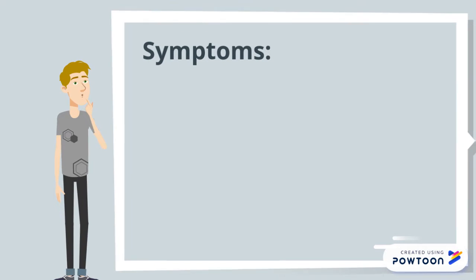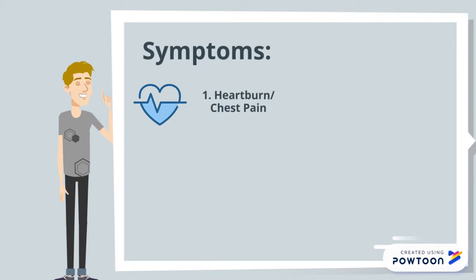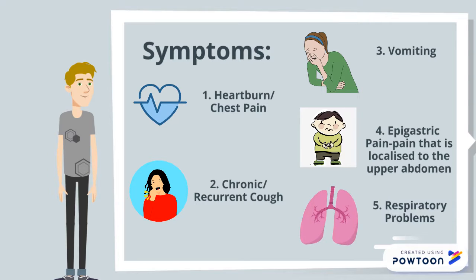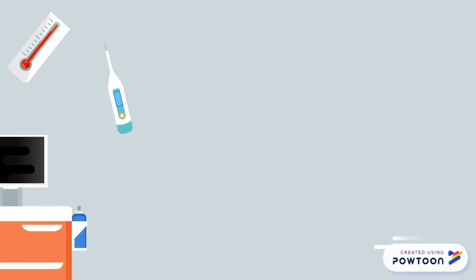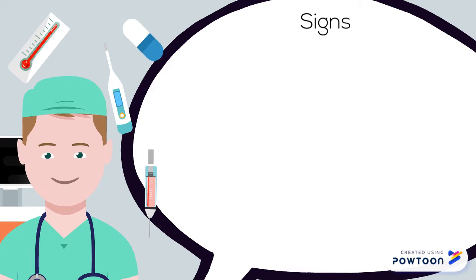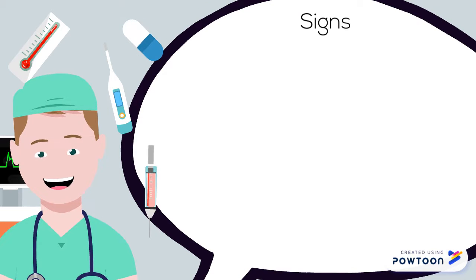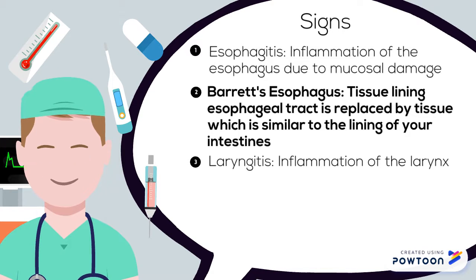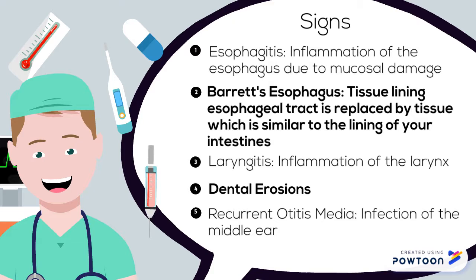Symptoms are any effects of the disease that are experienced by you as the patient and include heartburn or chest pain, recurrent dry cough, vomiting, epigastric pain, as well as respiratory problems. Signs are effects of the disease detected by a healthcare professional and often may include esophageal mucosal complications such as esophagitis or Barrett's esophagus, as well as laryngitis, dental erosions, and recurrent otitis media.